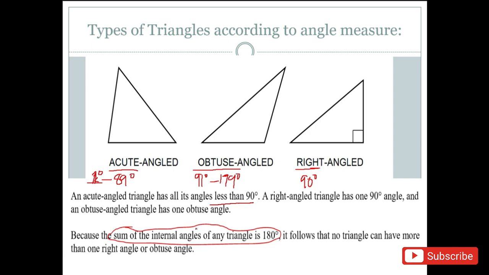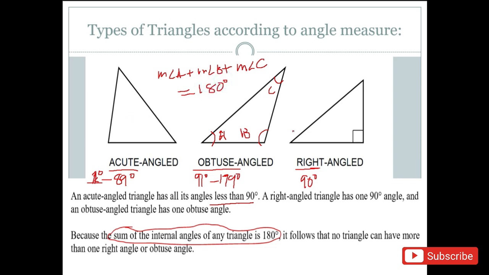And remember, I said this earlier. The sum of the internal angles of any triangle is 180 degrees. So for example, here, we say these are angles A, B, and C. So we say that the measure of angle A plus the measure of angle B plus the measure of angle C is equal to 180 degrees.